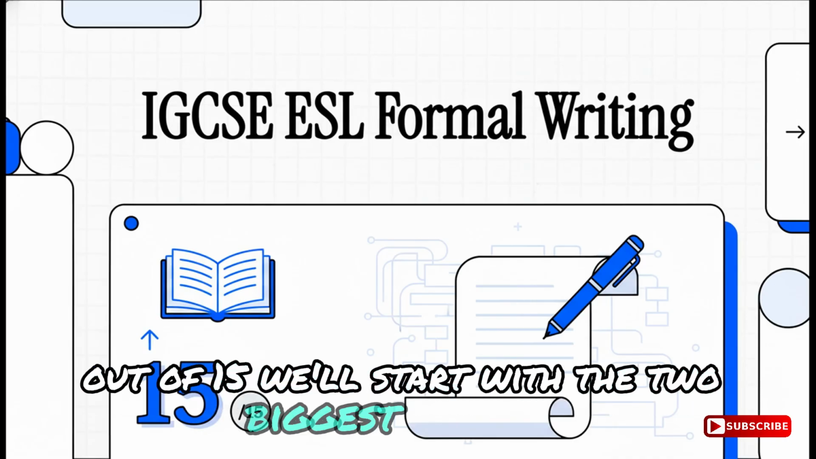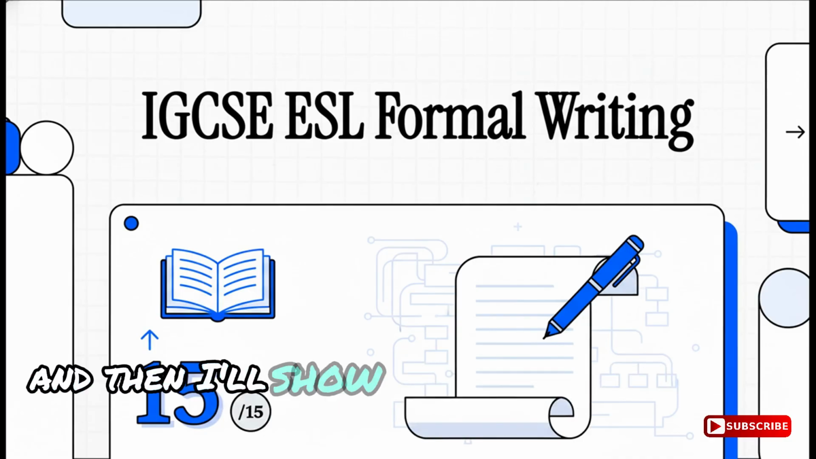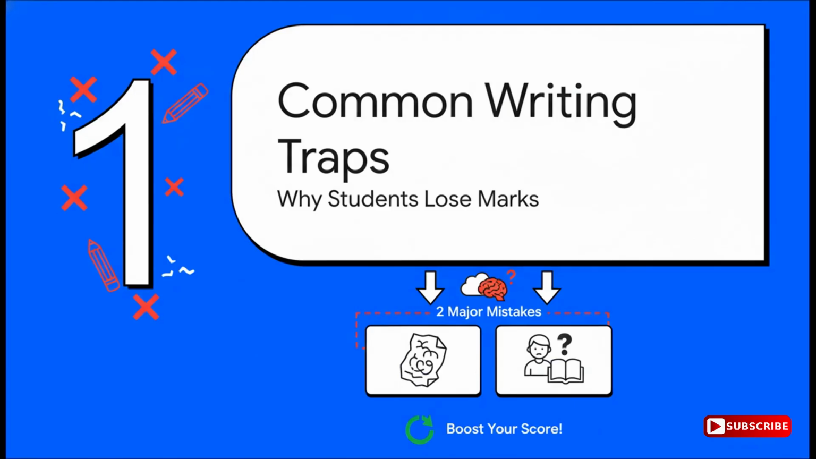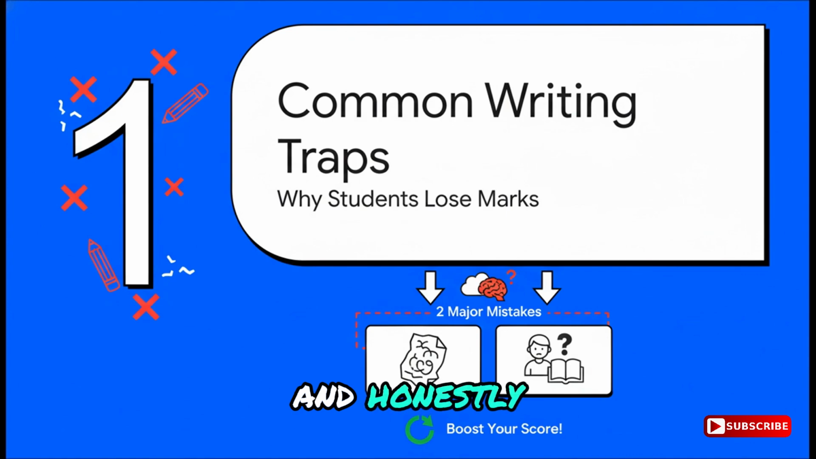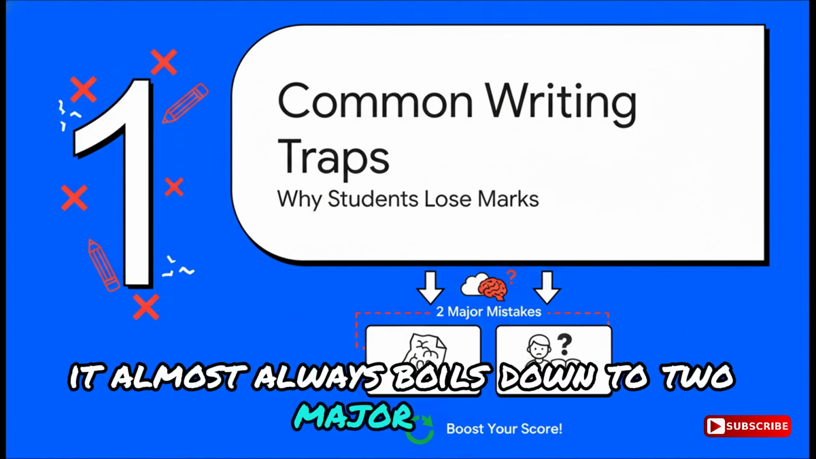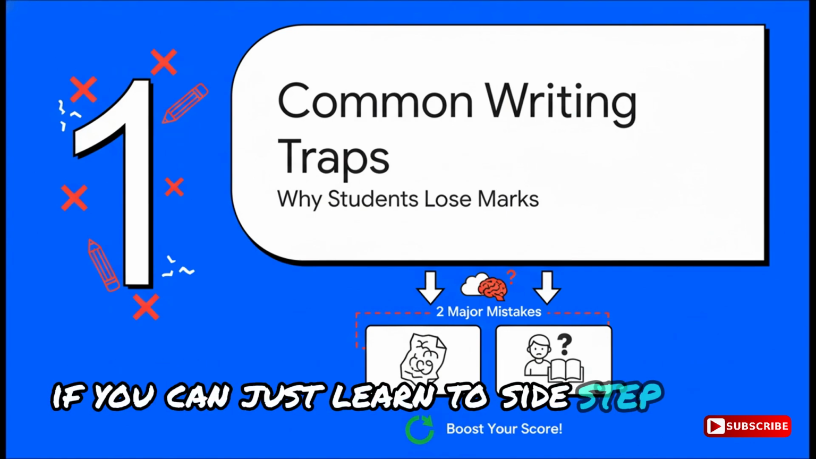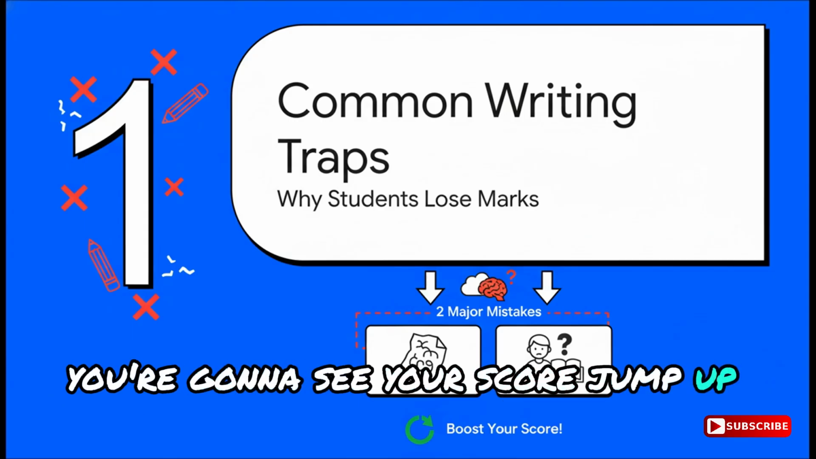We'll start with the 2 biggest mistakes that trip students up, and then I'll show you the exact method to avoid them. Okay, first things first. We need to get our heads around why so many students miss out on those top marks. And honestly, it almost always boils down to 2 major traps. If you can just learn to sidestep these, you're going to see your score jump up instantly.